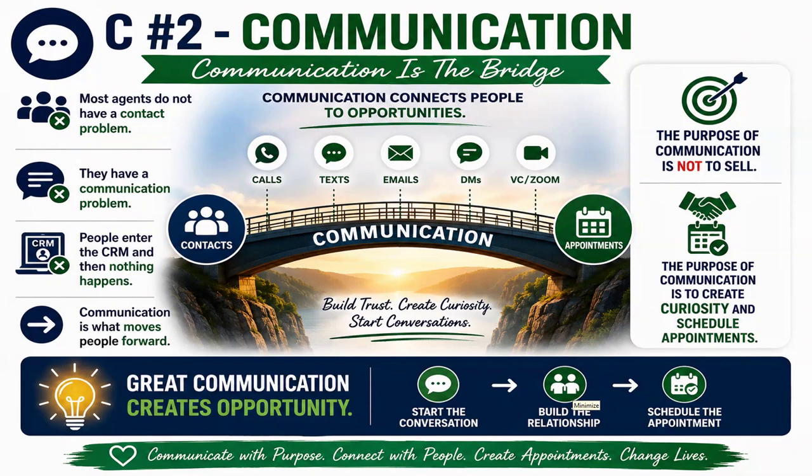So they have a communication problem. Agents, they don't necessarily have a contact problem. They have a communication issue. People go in your CRM, then nothing happens. Well, if it's in the CRM, but it's not being communicated with, it's not really doing much. It's like a car that's just sitting there. It's not driving anywhere. Communication is what moves the people forward to different types of outcomes.